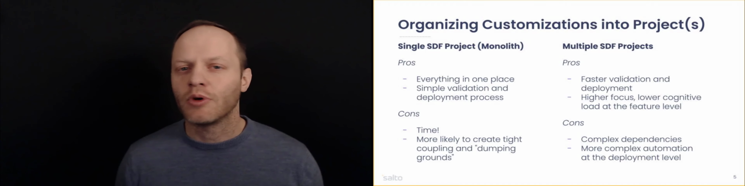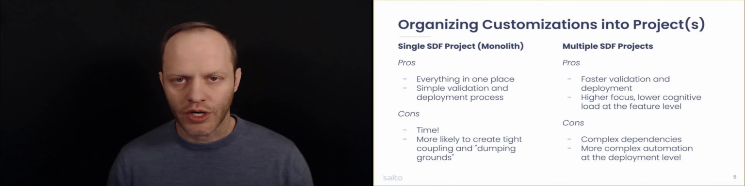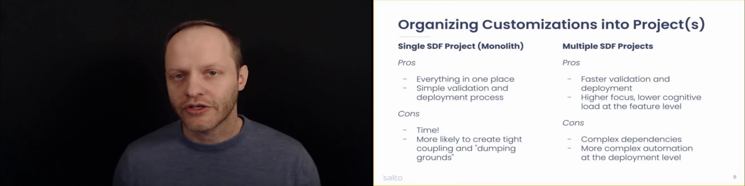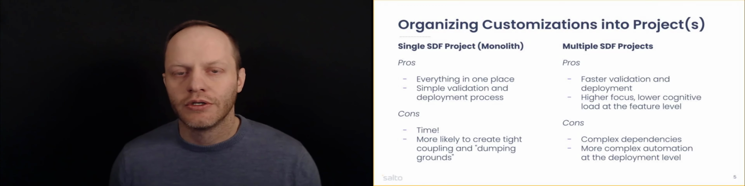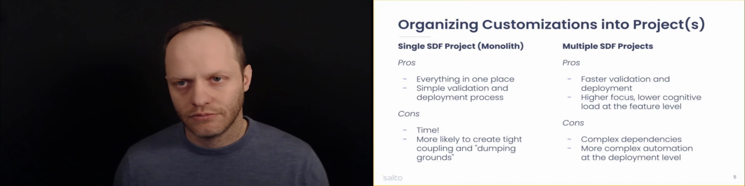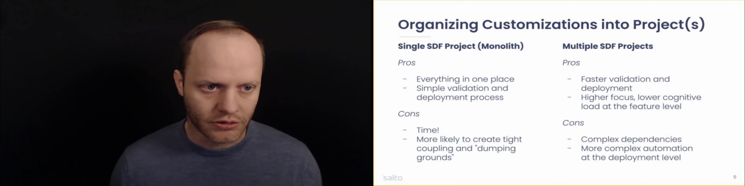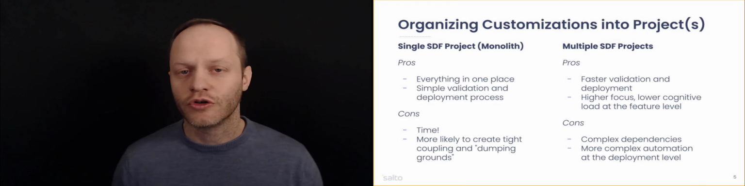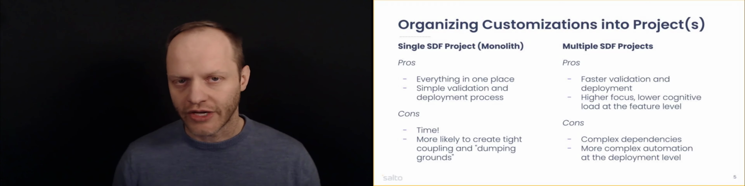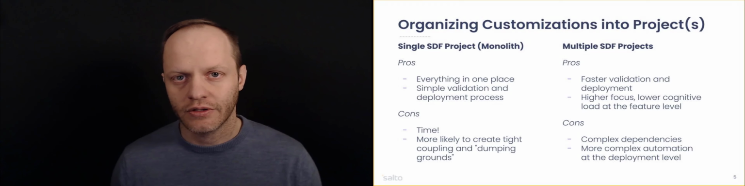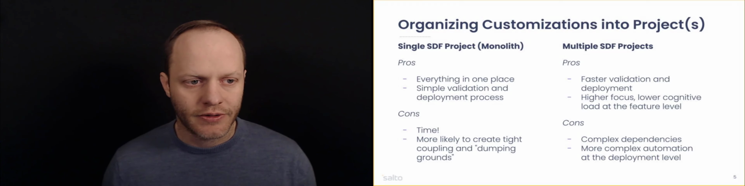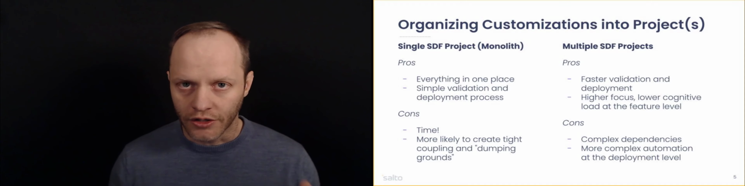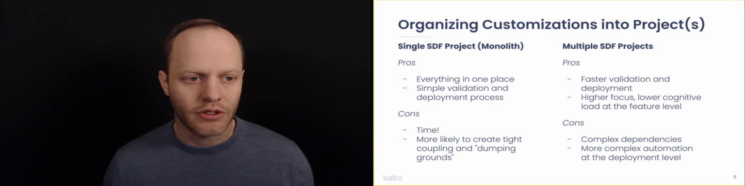If you choose to keep all of your customizations in one project, then as the project grows over time, those operations will start to take longer and longer. The more objects and files you add to a project, the sooner you'll start measuring deployment and validate times in minutes instead of in seconds. And that's one of the biggest drawbacks of using a large monolithic structure.